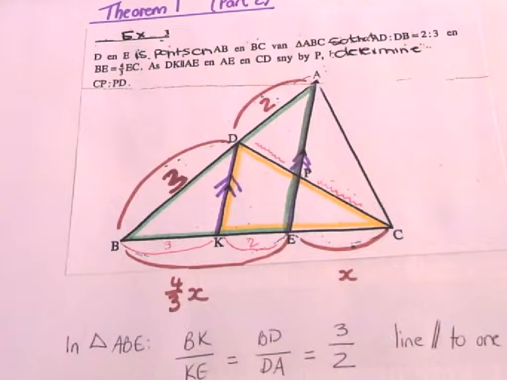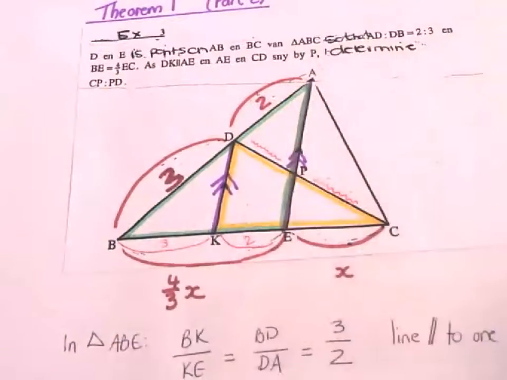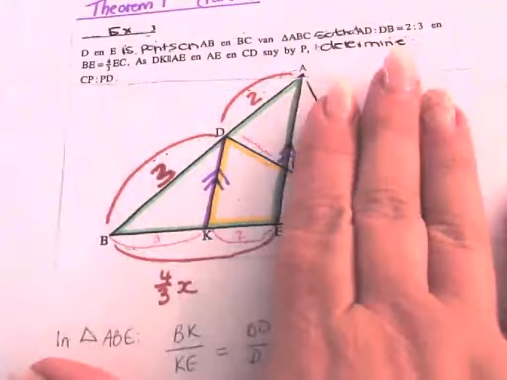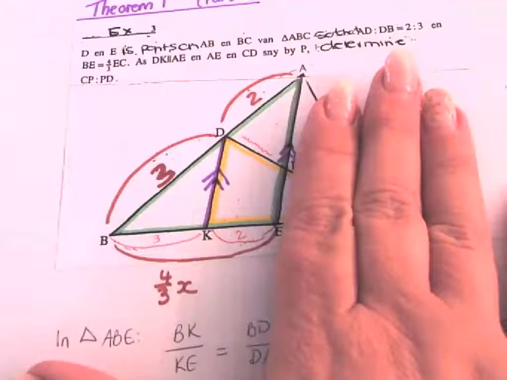When you say step 2 is what? Step 2 is identify your triangles, so that one parallel line is a side of a triangle.